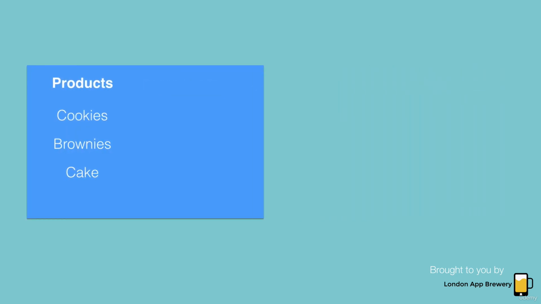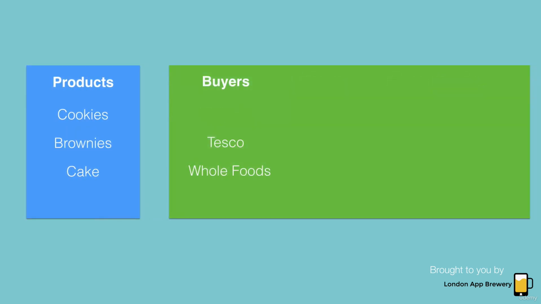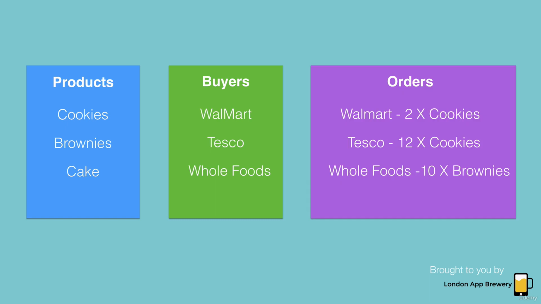And then in addition to your products and your buyers table, you also need to keep track of your orders, right? So for example, this month, Walmart wanted 2 batches of cookies, Tesco's wanted 12 batches, and Whole Foods wanted 10 batches of your brownies. So you need to match up the items from the products table to the buyers table in order to know who to invoice, who to send which details about which products, a whole bunch of data. And you now have 3 tables. And the tables are related to each other. They have relationships, right? They're not just single tables.